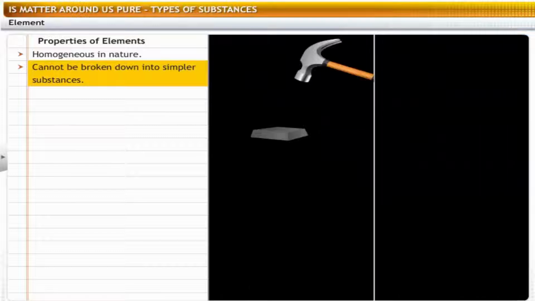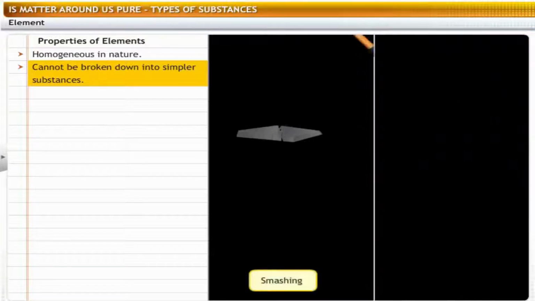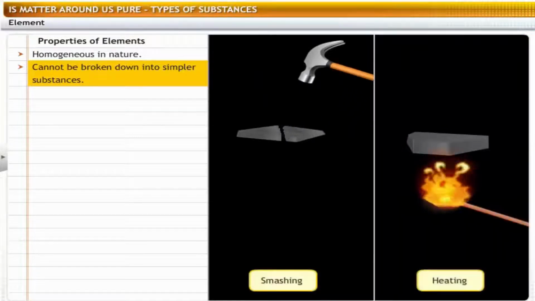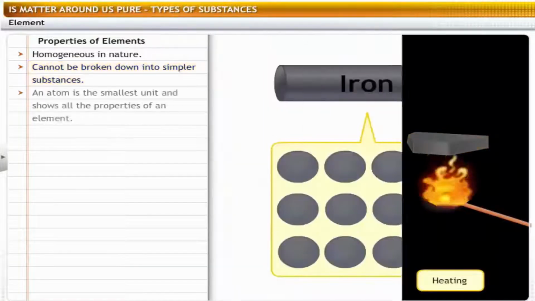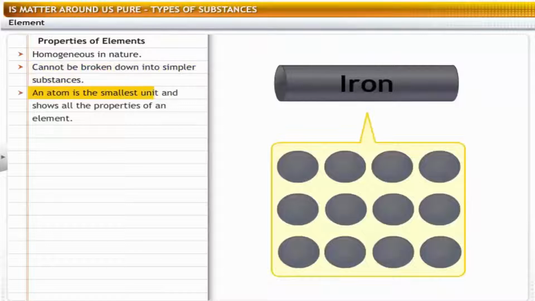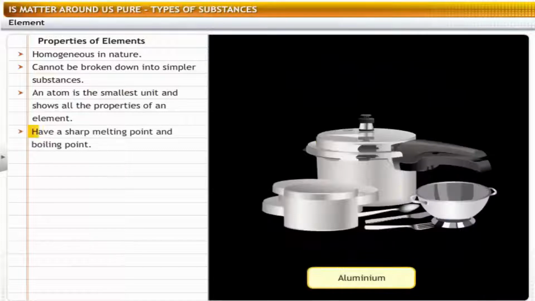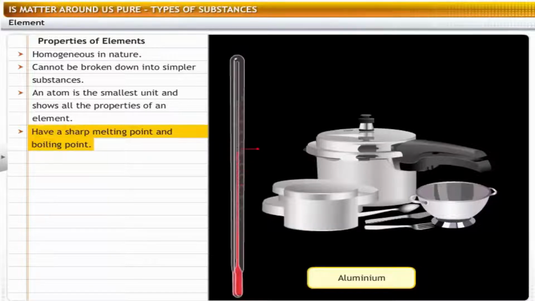For example, if you were to smash a piece of iron into small pieces or heat it, the piece still remains as the element iron. An atom is the smallest unit that shows all the properties of an element. For example, an atom of iron shows all the properties of that metal. Elements have sharp melting and boiling points. For example, aluminium has a boiling point of 2447 degrees centigrade.